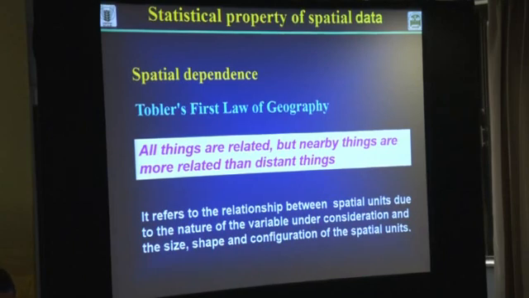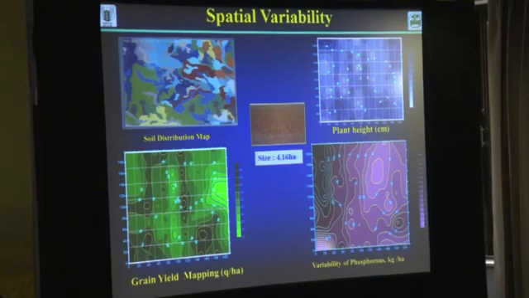Because spatial dependence means, according to Tobler's law of geography, that all things are related, but nearby things are more related than distant things. So it refers basically to the relationship between spatial units, which actually makes it dependent. And we know that as the distance decreases, the dependency increases. And this makes it unique. Here there are some maps showing the spatial variability present in the field, and soil distribution maps, which is due to the unique property of spatial data.